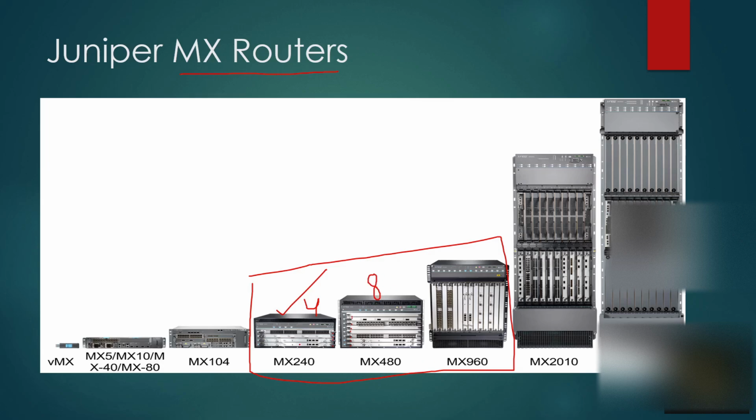In the MX240 and 480, the slots are horizontally designed. Look at this, horizontally designed. In MX960, how many slots do we have? 14 slots. How are they designed? Vertically. So in each model the number of line cards increases, and the design of the line cards is horizontal or vertical. Understood everyone?